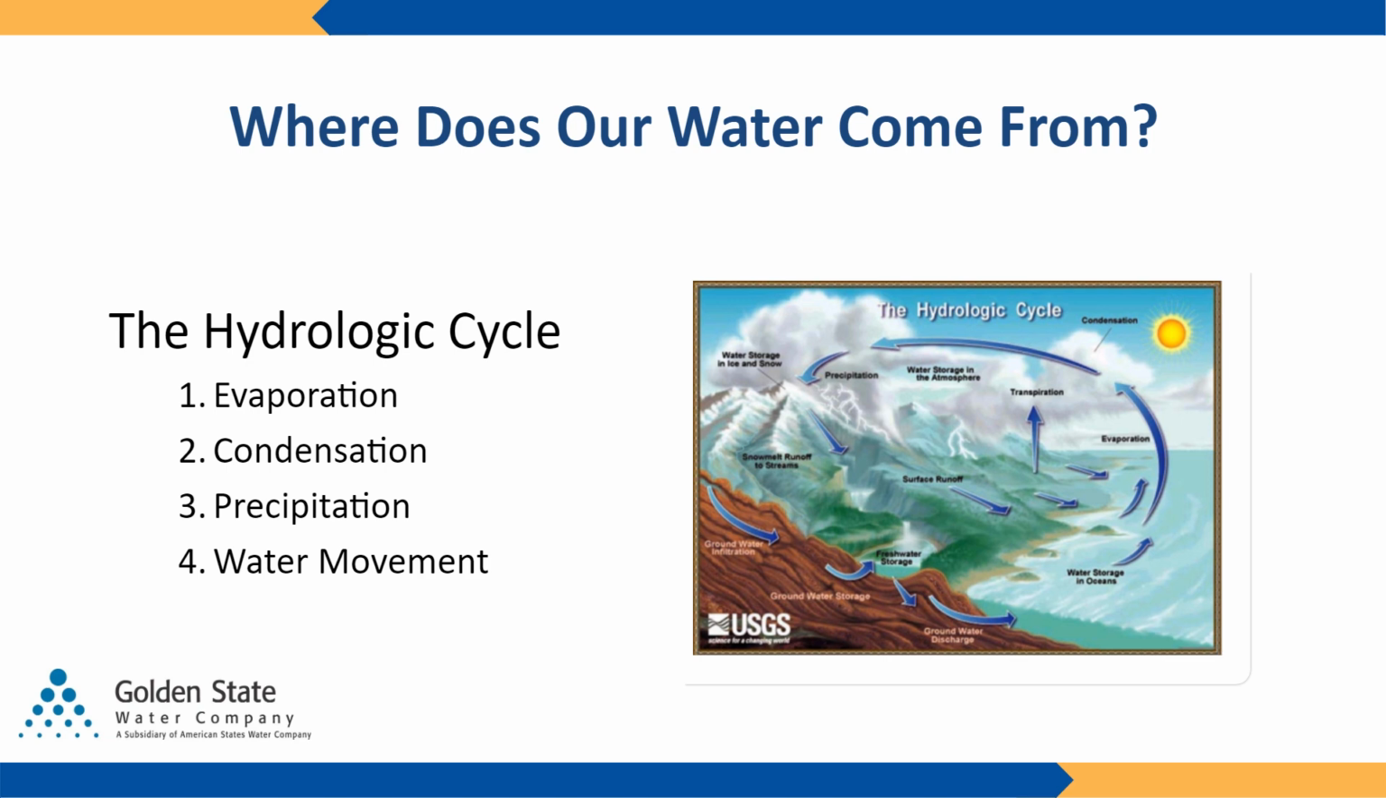Water that falls on land flows downhill into surface water, some gets underground and some of it is stored in ice and snow in the mountains. This part of the cycle is referred to as water movement.